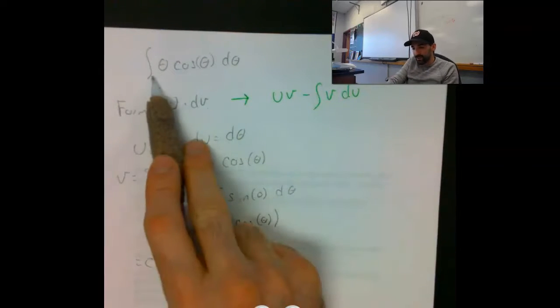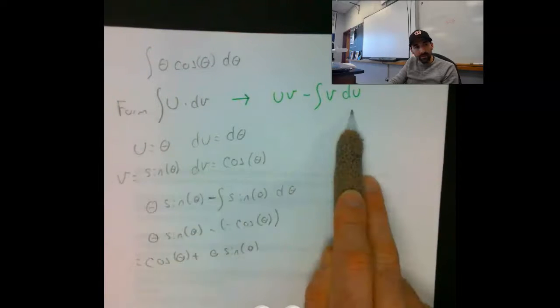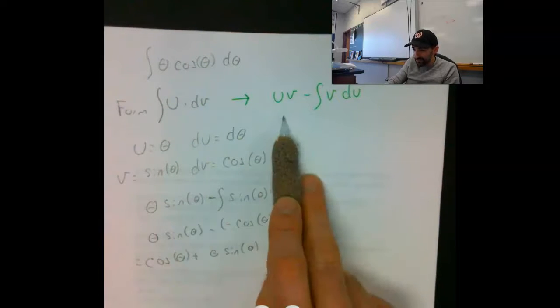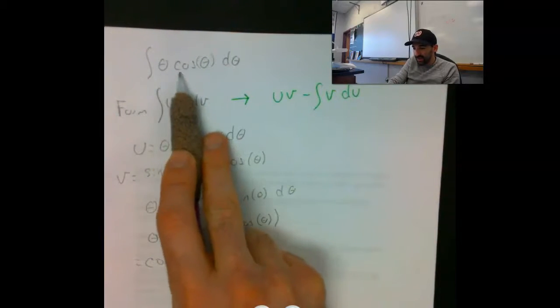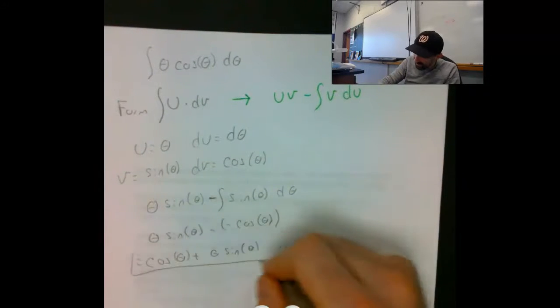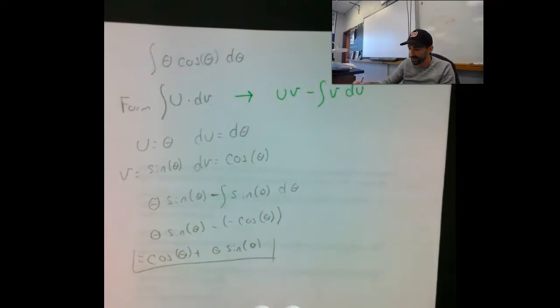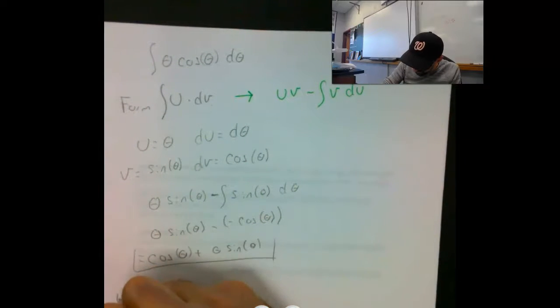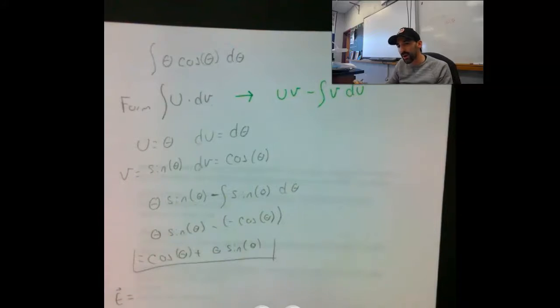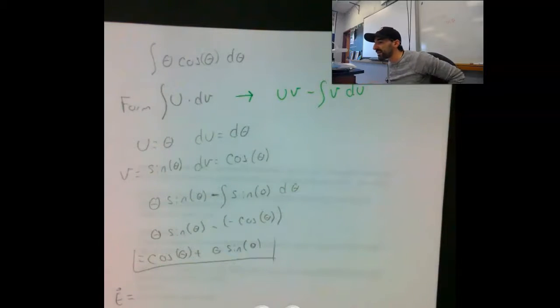So here we go. We started with the antiderivative of theta cosine theta. In this form, it is an integration by parts. I set up my integration by parts. I know the antiderivative of theta cosine theta d theta comes out to cosine theta plus theta sine theta. So now I'm going to take that and plug it back into the beginning of my equation. I have my electric field equal to all of those constants I pulled out. I'm going to simplify on the fly.